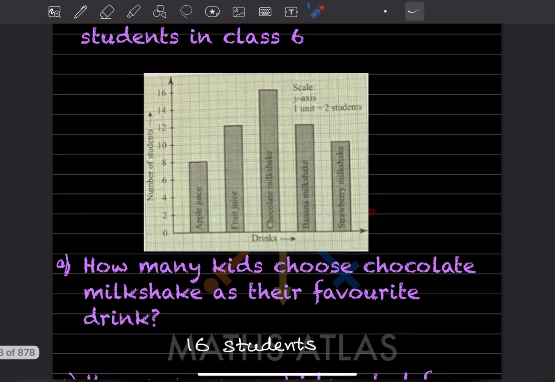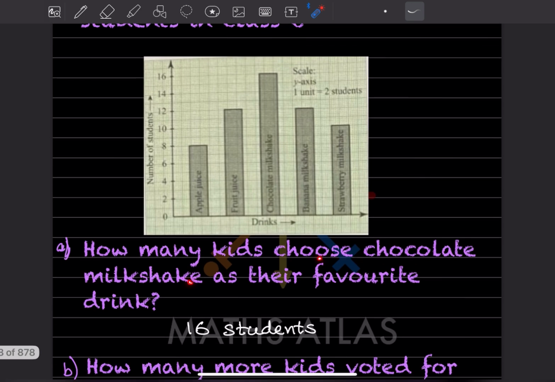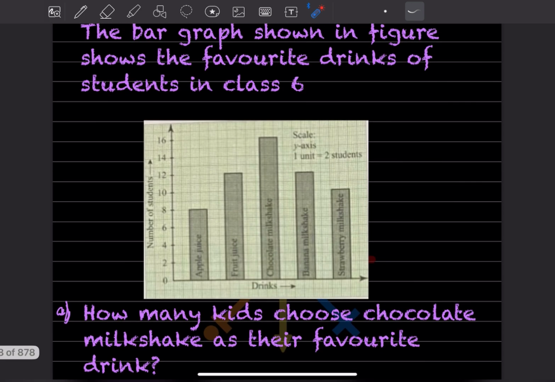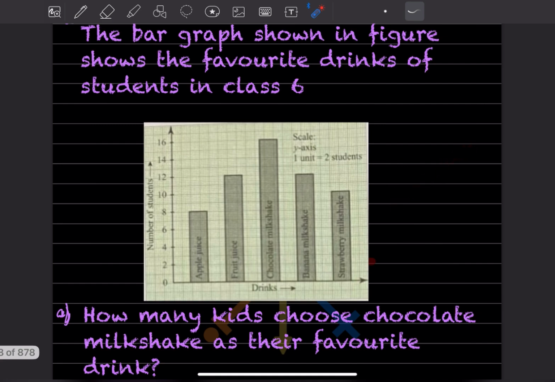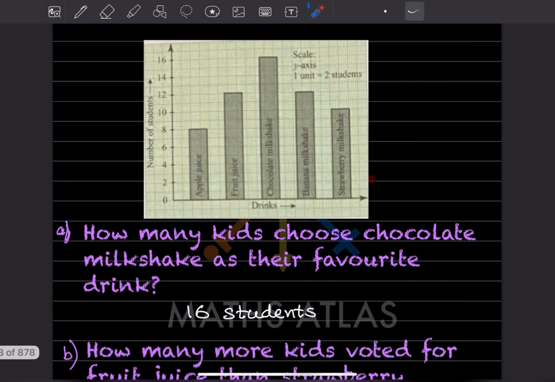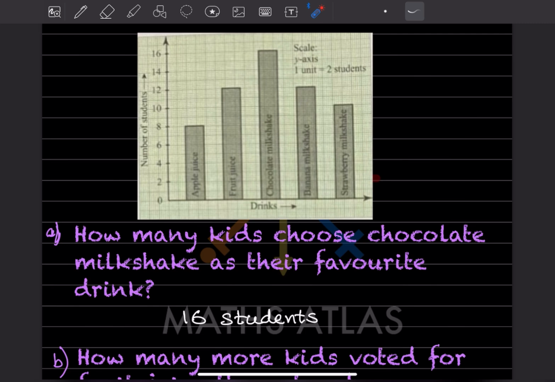How many kids choose chocolate milkshake as the favorite drink? This is the figure given. Now can you see here? This is the chocolate milkshake. Here there is the number of students and these are the drinks: apple juice, fruit juice, chocolate milkshake, banana milkshake, and strawberry milkshake. And here the scale is given. 1 unit stands for this one on the y-axis. So this is the y-axis and this is the x-axis.